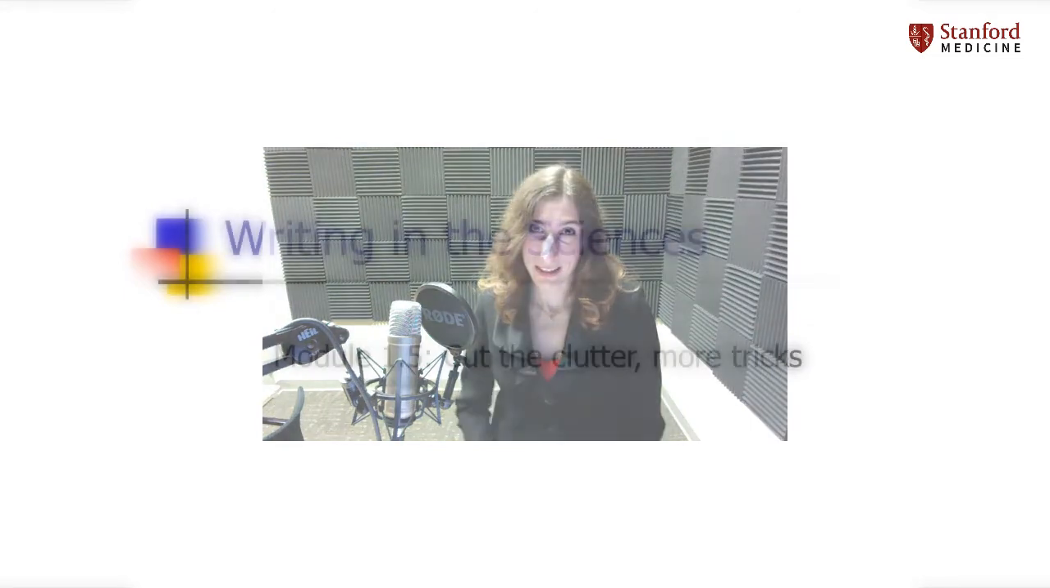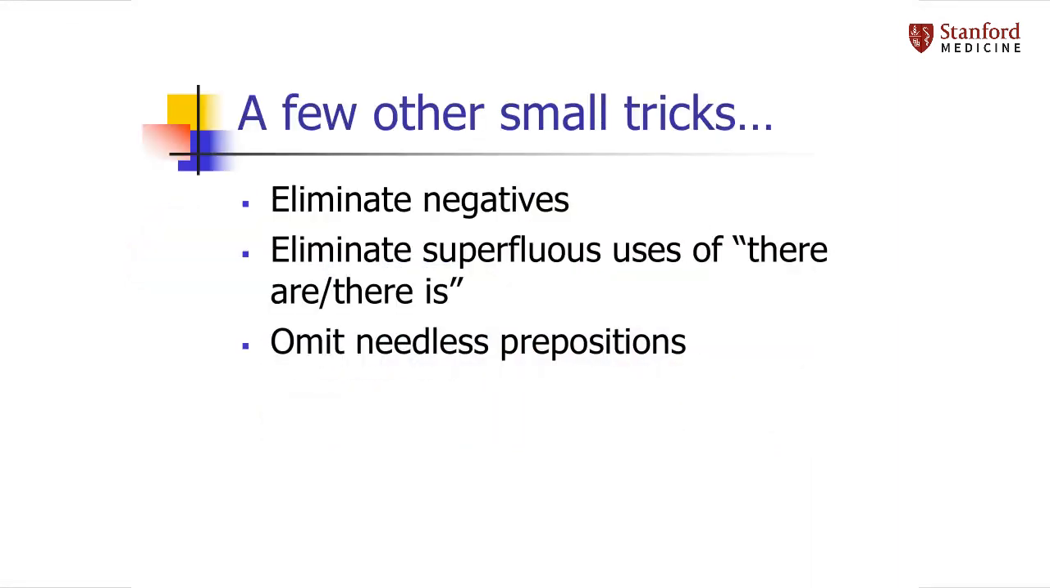In this next module, I'm going to give you a few more tricks for cutting clutter. These are small things, but good little tips. So I'm going to review three things: how to eliminate negatives to get rid of nots from your sentences, how to get rid of superfluous uses of there are and there is, and how to omit needless prepositions.